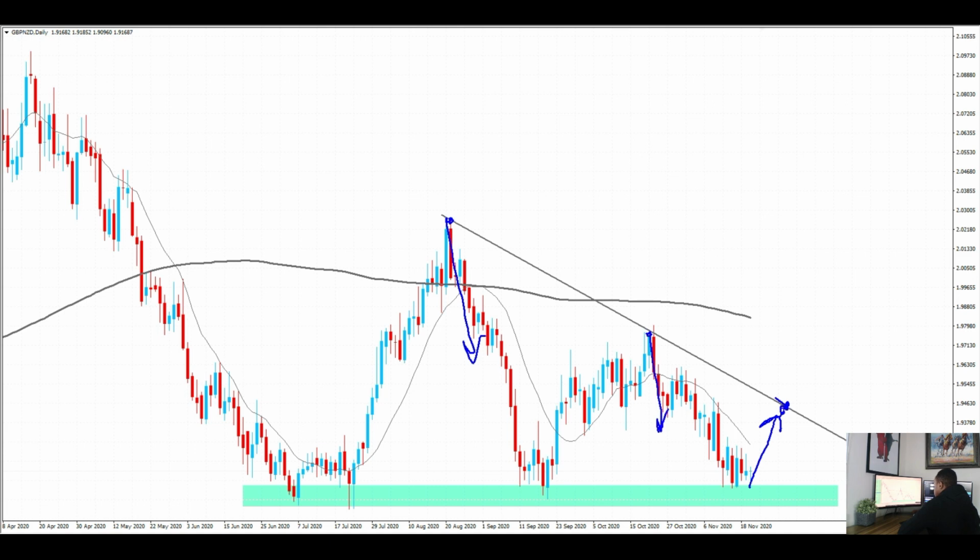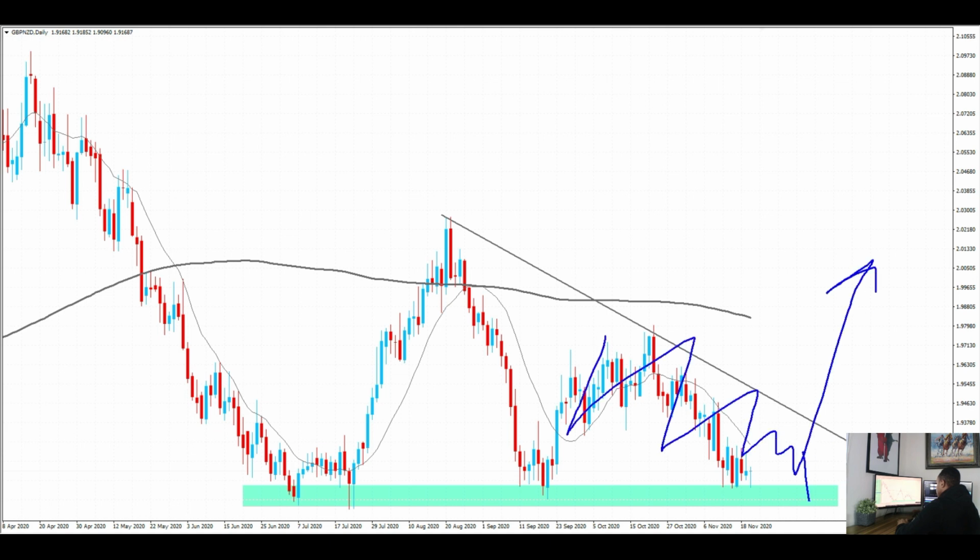So it could be seeing a third test and then another push to the downside to go test that support area again. So potentially could be seeing price just continuing to range between that trend line and that support until finally we see a breakout to the upside or breakout to the downside.